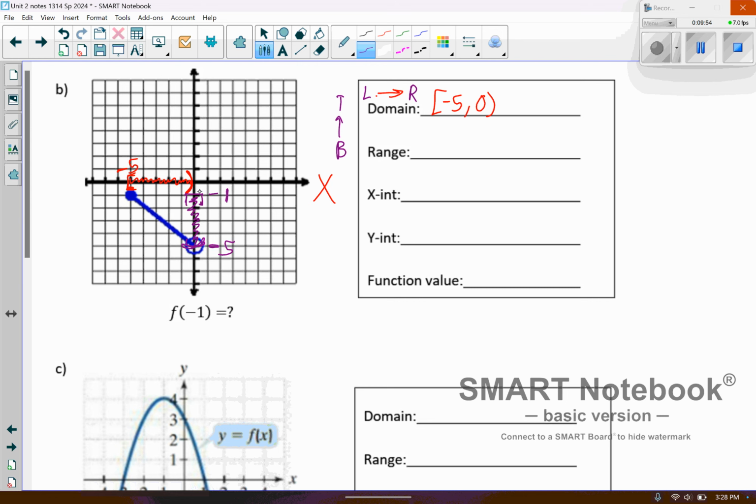So I'm kind of using this as a prop to be like, okay, all the points on this blue line, all the y values are somewhere between -5 and -1. And so remember, you got to go from bottom to top. So the bottom goes first. So -5, which is not included, so I have to put a parentheses, then comma, all the way up to -1. And we do include that because we have the closed circle right there.